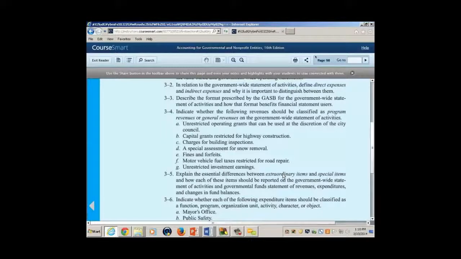How about motor vehicle fuel taxes? Now, this is the key. Anytime you hear the word taxes, always general revenue. It doesn't matter what it says, general revenue. If it's taxes of any kind, it's general revenue. How about unrestricted investment earnings? General, because it's what? Unrestricted for anything.